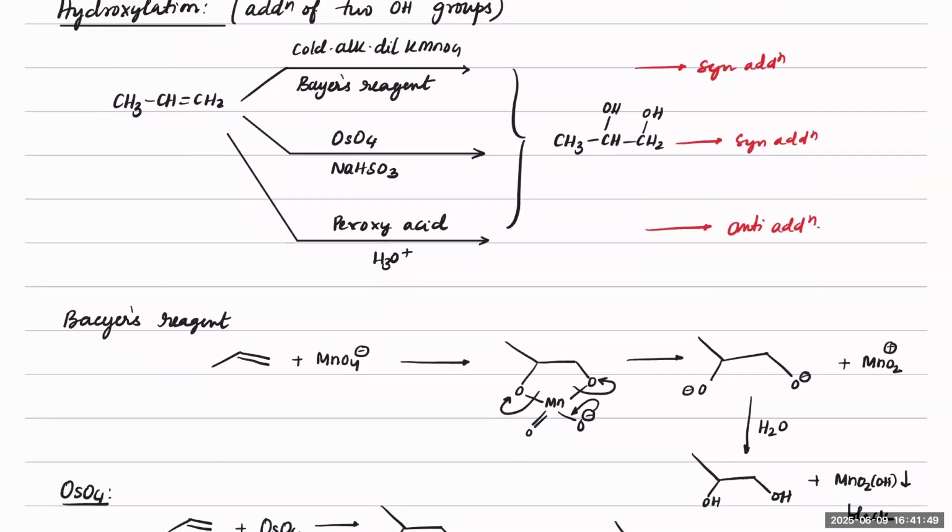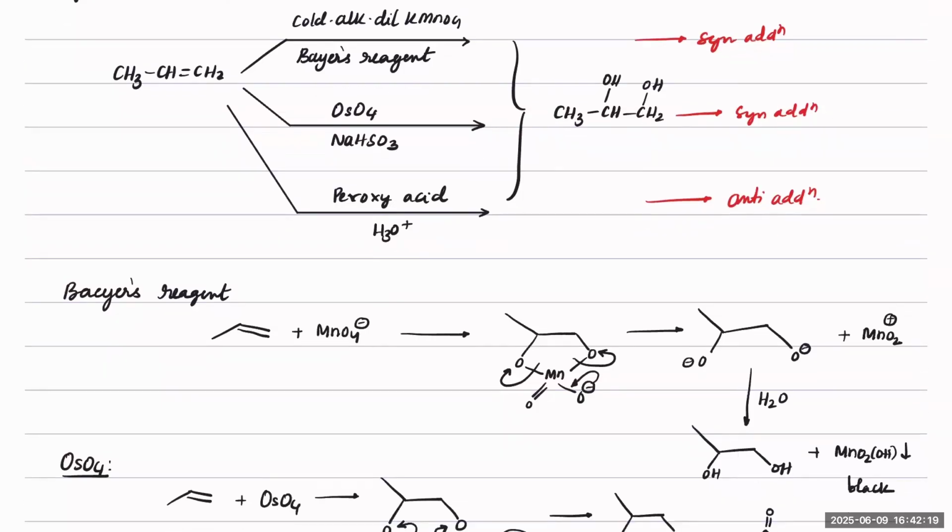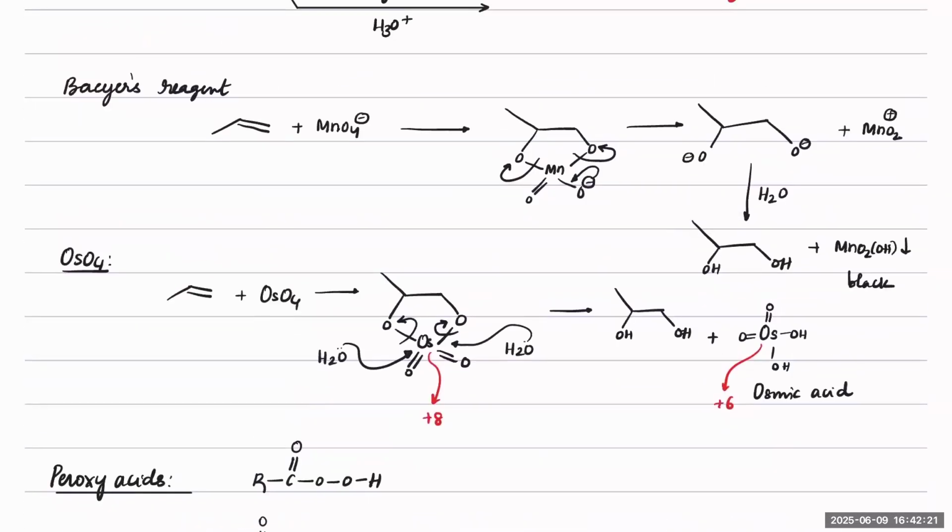Now the alternative reagent to Baeyer's reagent is this one, osmium tetroxide. If I take OsO4 in mild acidic conditions, that also leads to syn addition. While if I take a peroxy acid here, correct? In that case the addition would convert into an anti form. So now you'll notice an anti addition happening. Clear?